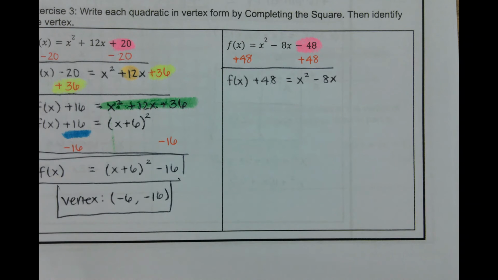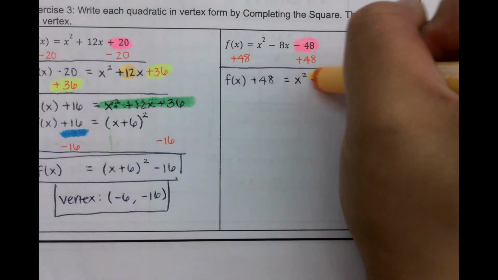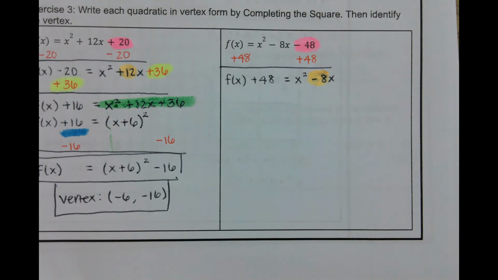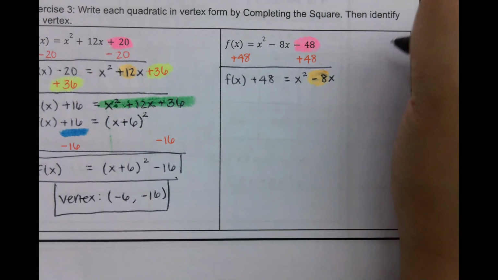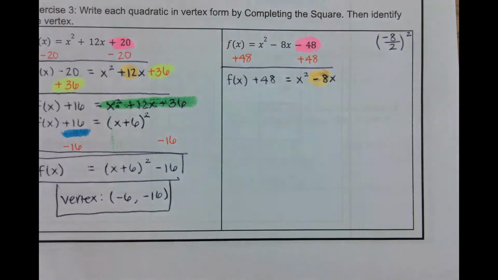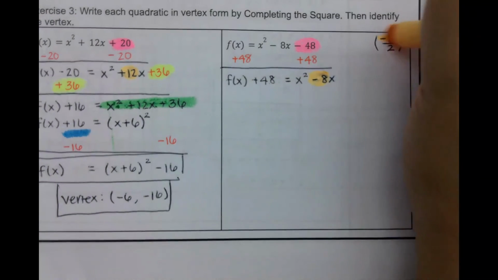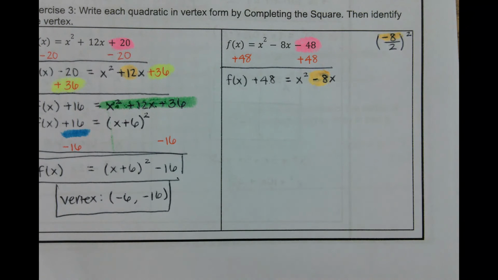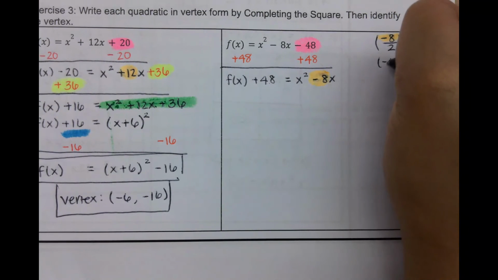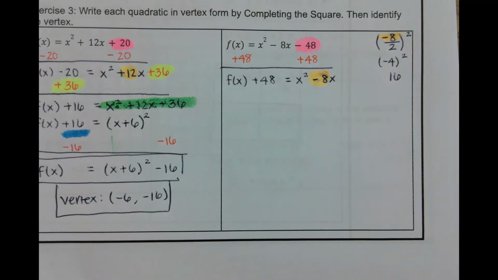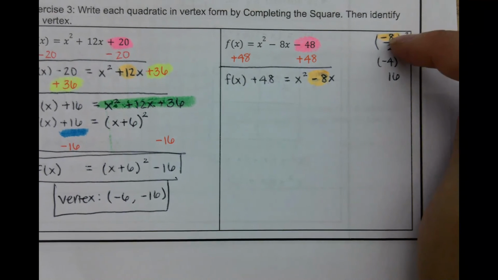Step 2 tells me to identify b. So b here is negative 8. Okay, so here on the side I'm going to do it. So identify b, which is negative 8. Divide it by 2 and square it. Okay, so here's b. So negative 8 divided by 2 is negative 4. Negative 4 squared is 16. Then, okay, so this was step 2, 3, and 4.